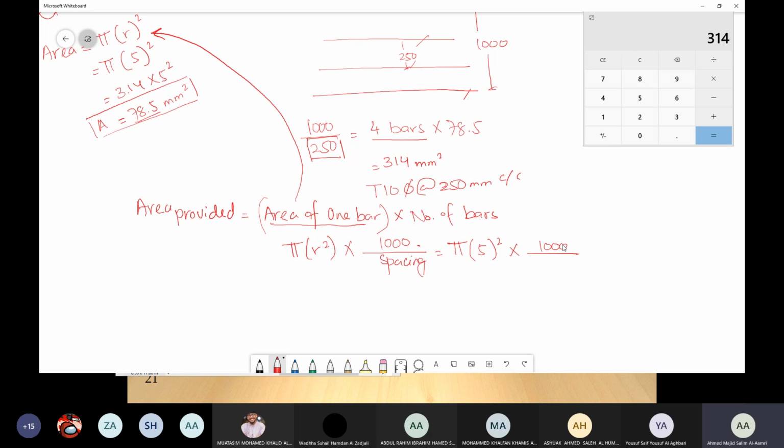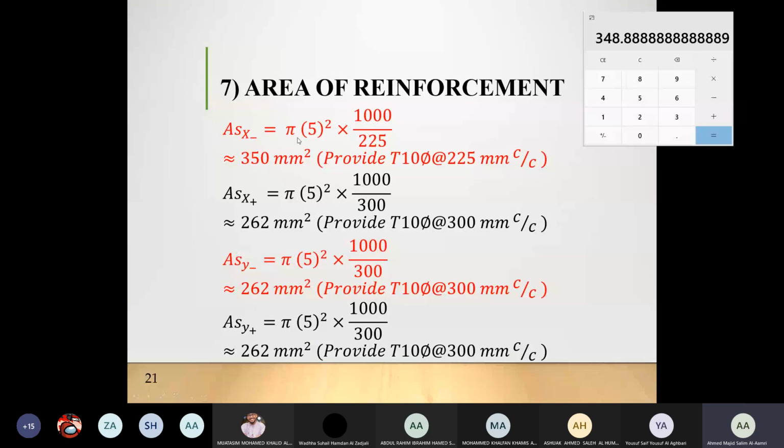I didn't want to take 250 because it will fail. I didn't want to take 200 because it's too much. So I can take 225. If you calculate this, 1000 divided by 225 multiplied by 78.5, which we have got earlier, you will have around 349 as your area, or 350 approximately. 348 can be rounded to 349 or 350, taking into account that it is more than 3.5. Are we clear on how to use both methods?